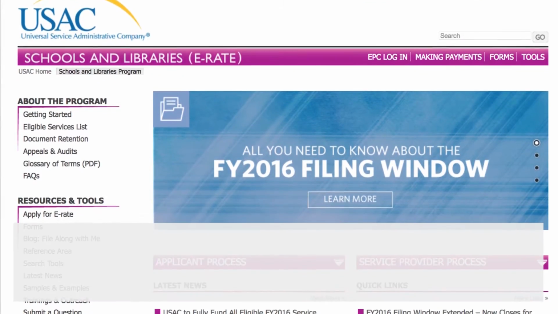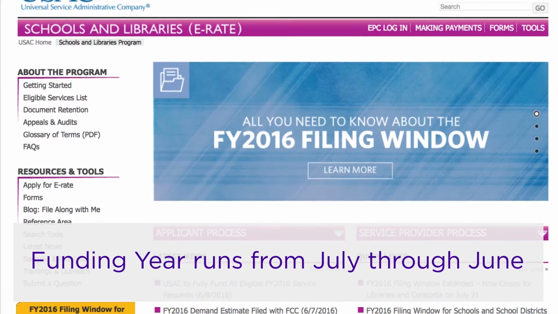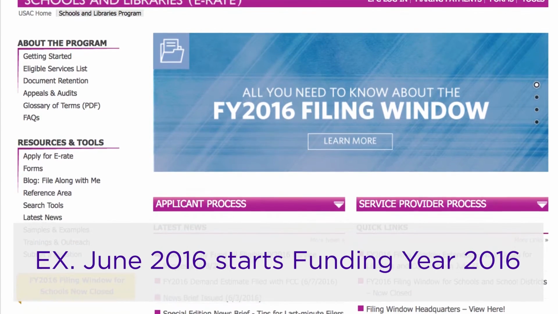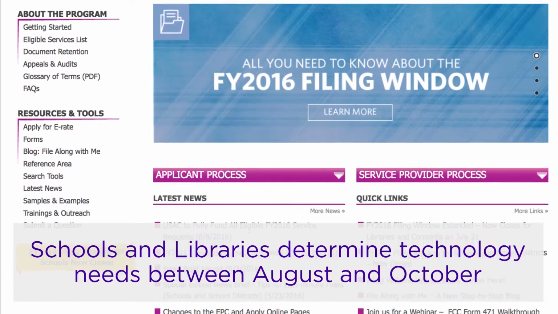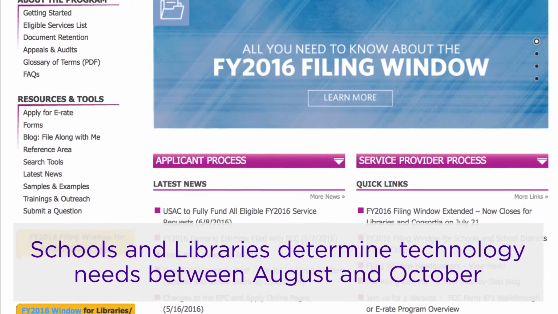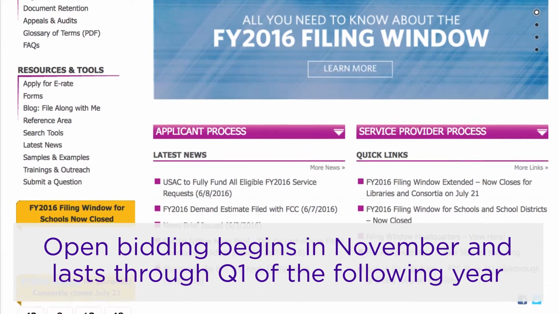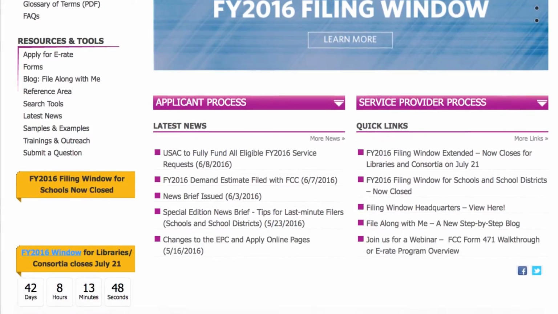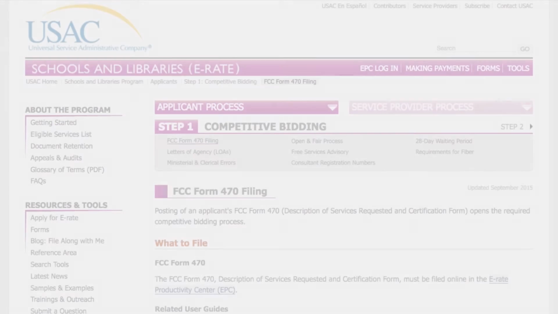The E-Rate funding year runs from July through June and is considered the funding year of the same year as it is in June. For example, June 2016 starts funding year 2016. Schools and libraries typically determine their technology needs and requirements between August and October. Open bidding may begin in November and last through the first quarter of the following calendar year. During this time, service providers may be selected and contracts signed.